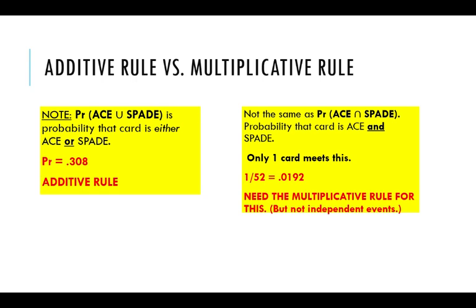We need what we call the multiplicative rule for this. But the example I just gave you is for dependent events, and we'll come back to that. I just want you to understand the difference between or and and. That's what I want you to understand at the moment. I want you to understand that or requires the additive rule, but when we talk about and, we have to look at a multiplicative rule, which means more equations.